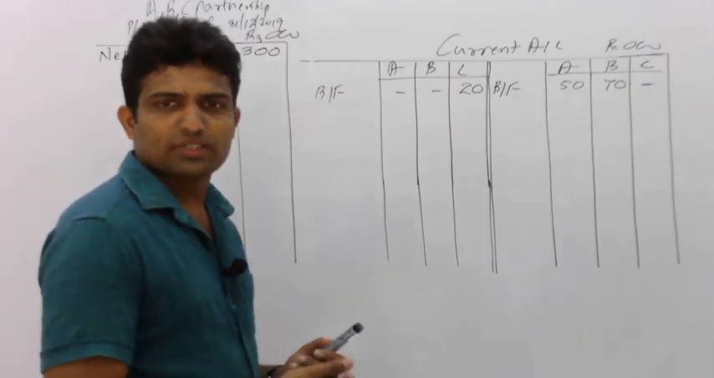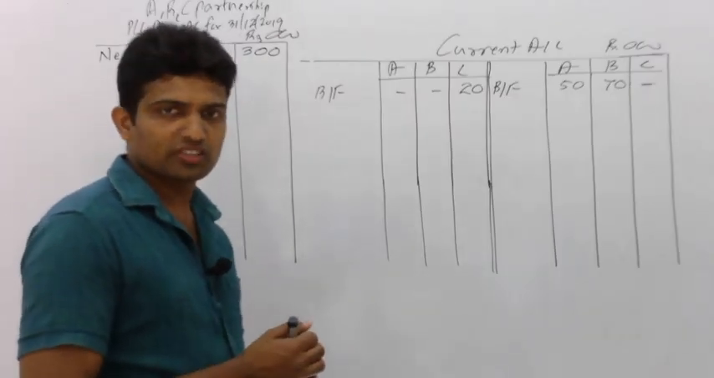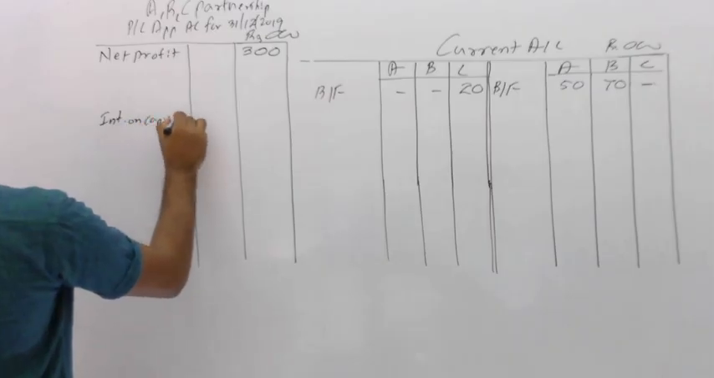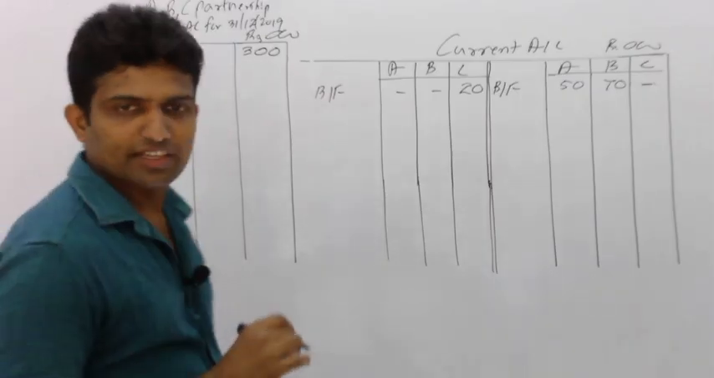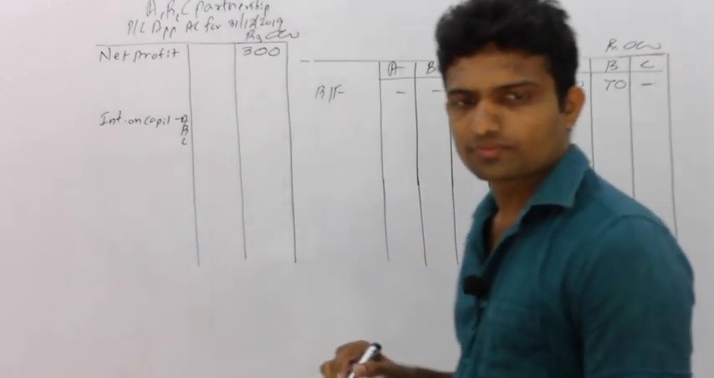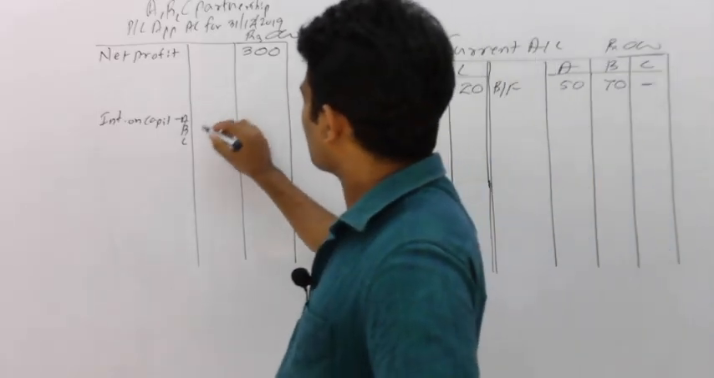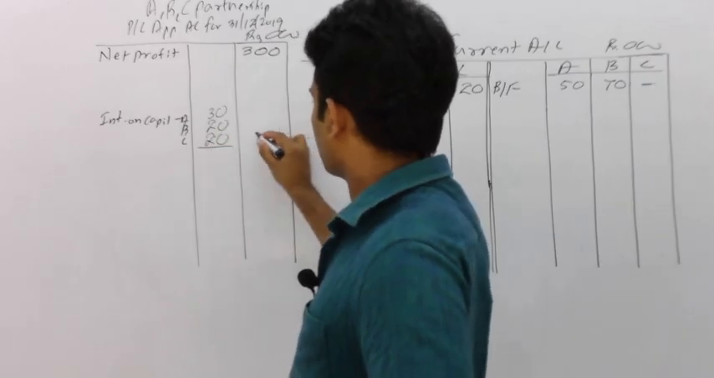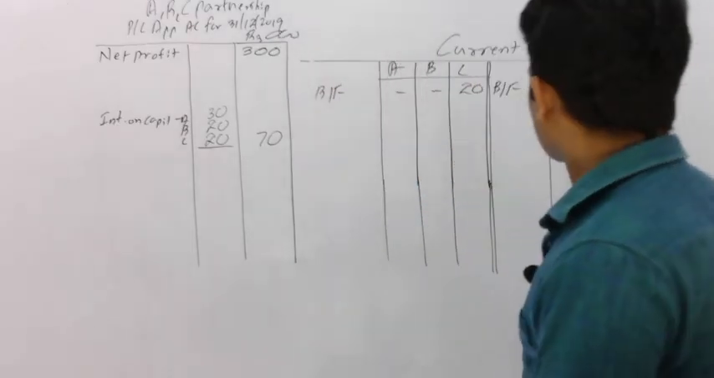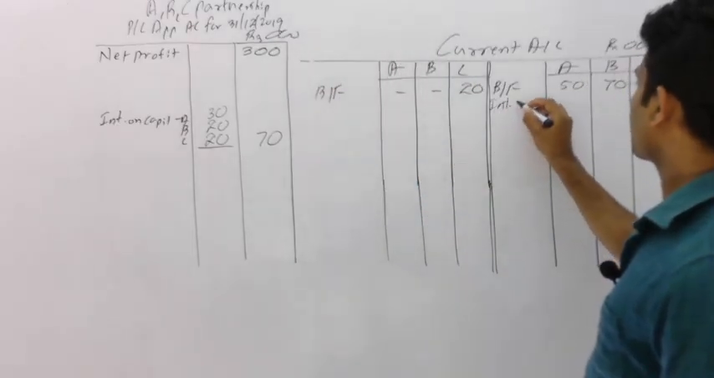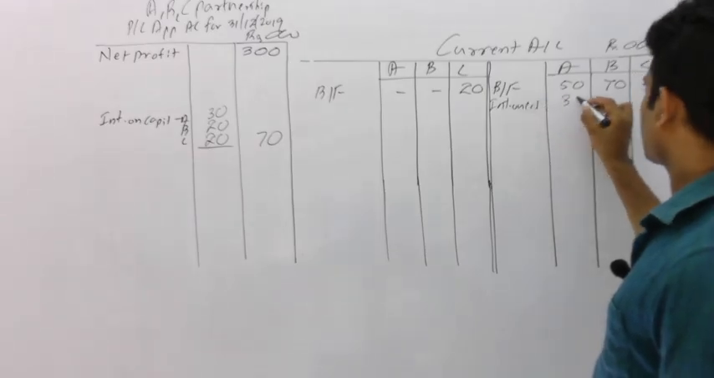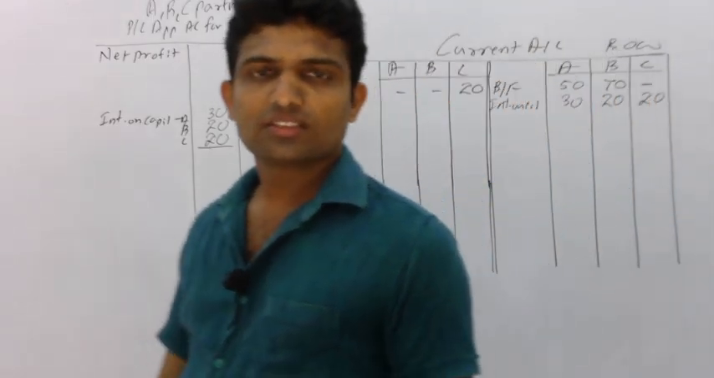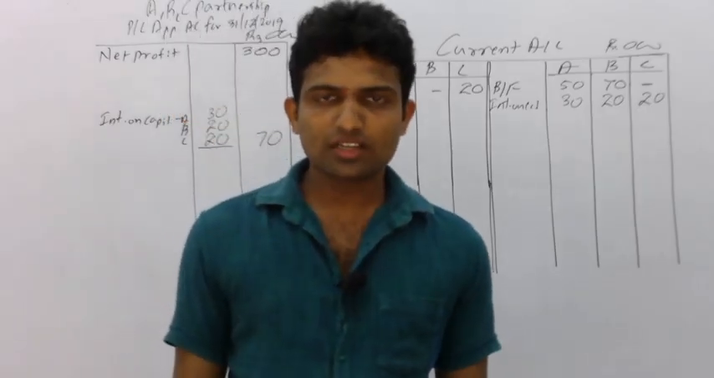From their profits, basically these appropriations are made. Interest on capital. We deduct interest on capital. A, B, C. Just assume these values also. Interest on capital, just assume 30, 20 and 20. If it's so, 70. Credit these to partners current account, interest on capital. These are the interest we pay to the partners on their capital balances.